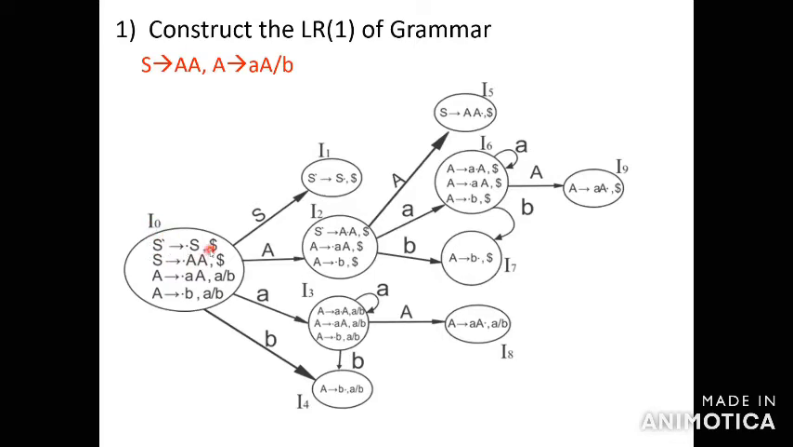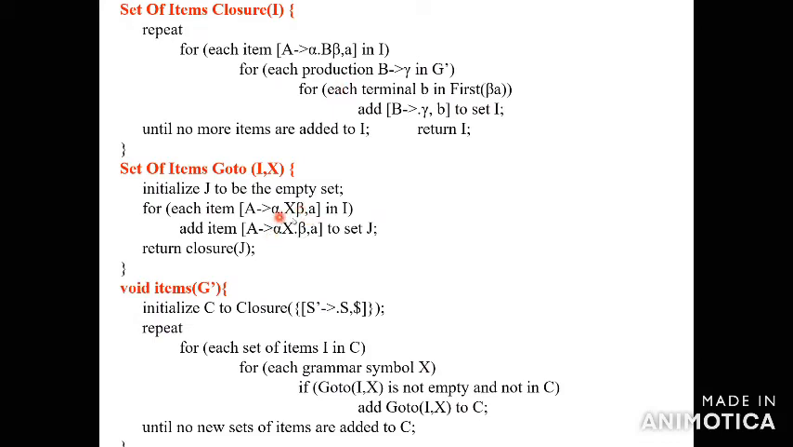The first step is common, based on the rule of the algorithm. Next, the immediate right side of the dot is capital S. Capital S has only one production, so I write dot AA comma dollar. How to write the dollar symbol? It is based on your calculation. The formula: A tends to alpha dot capital B beta, comma a. Here X I am indicating as B. So A tends to alpha dot capital B beta, comma a.